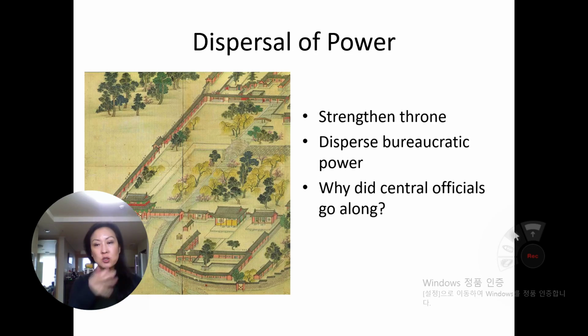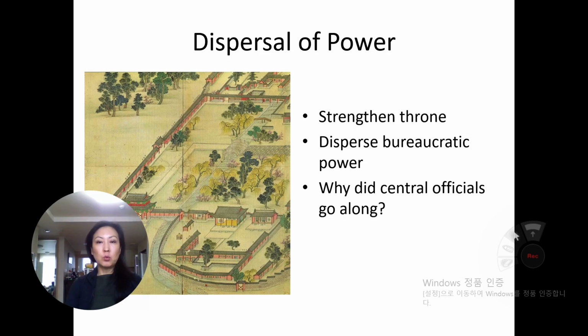So making sure that the power amongst the government bureaucrats was distributed in a rather even way. But this meant that there were certain individuals, certain officials, particularly in high positions, that would lose their power.